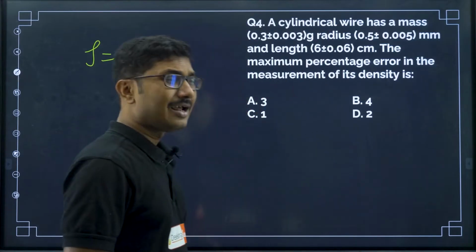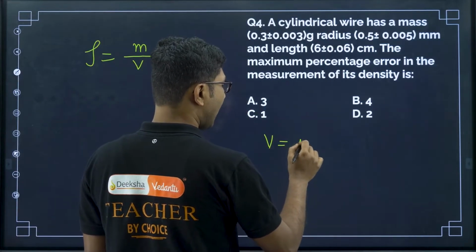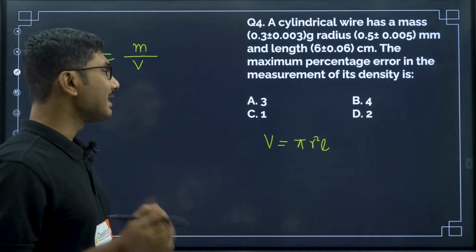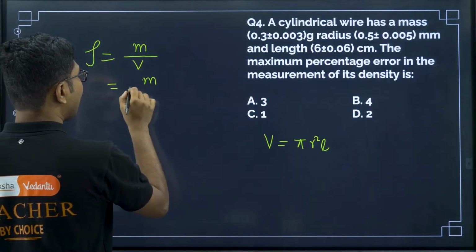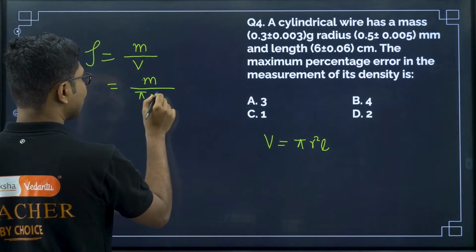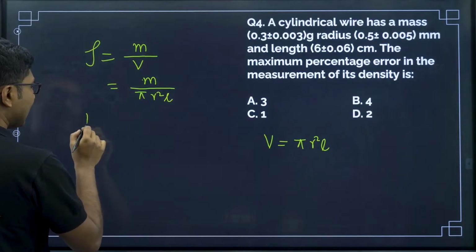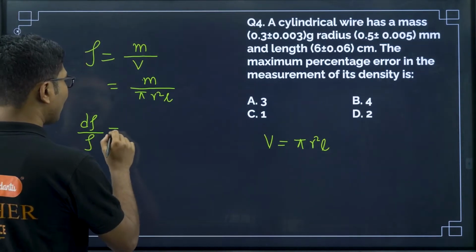Now, it is a cylinder. So what is the volume of a cylinder? The cylinder's volume is pi r square L. Okay, these things you have to remember. So density is mass divided by pi r square L. Now, what is the percentage error? To calculate the percentage error, you have to do d rho by rho.